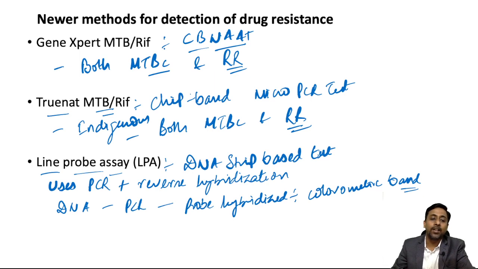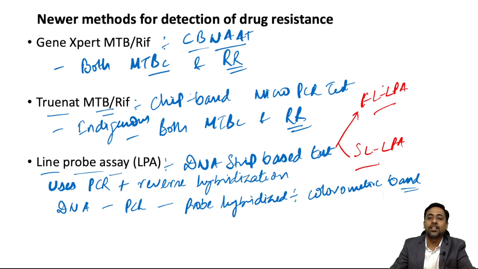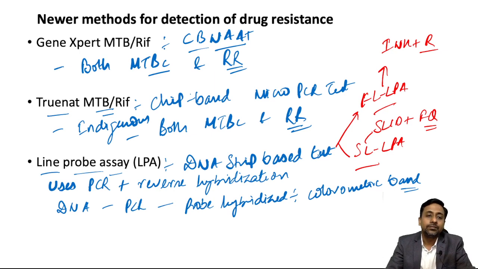So this line probe assay is of two types: first line probe assay and second line probe assay. What does it mean? The first line probe assay will detect resistance to the first line drugs, that is isoniazid and rifampicin, whereas the second line probe assay will detect resistance to the second line injectable drugs and fluoroquinolones by detecting the genes which I have discussed earlier. So these are the various methods for detection of drug resistance.